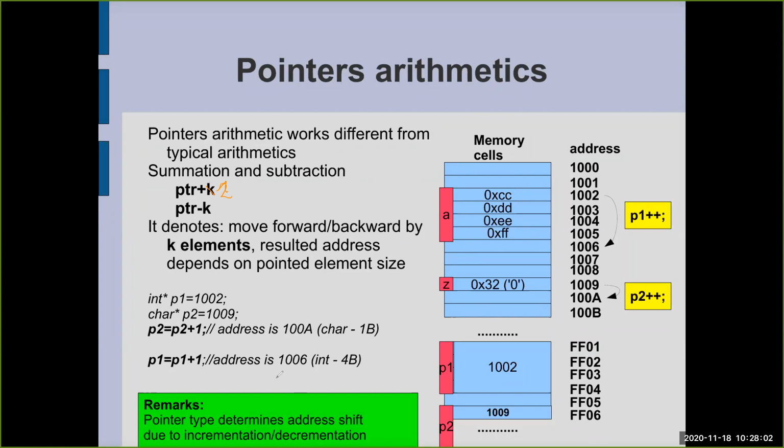So the pointer type determines not only the way we should handle values. If it is float, we should represent values in a different way than for ints, but it also determines the behavior of the arithmetic operators, so the number of bytes which will be moved when you add or subtract a value.